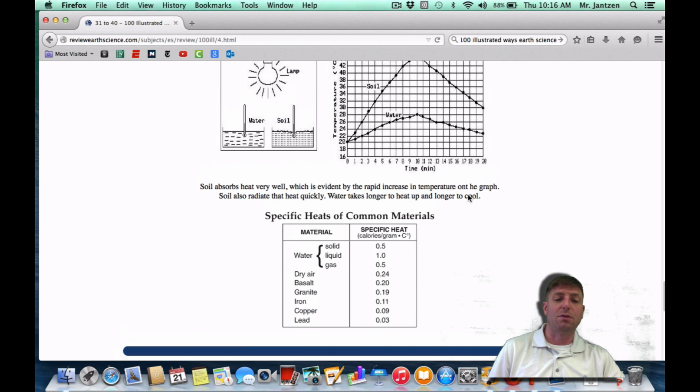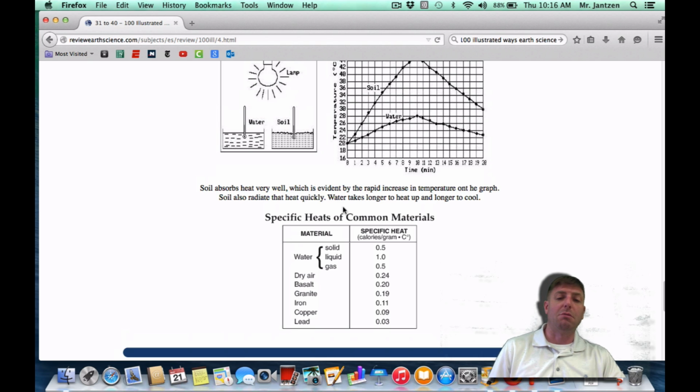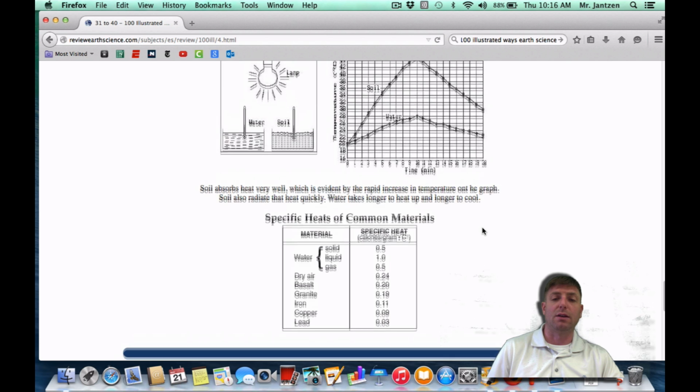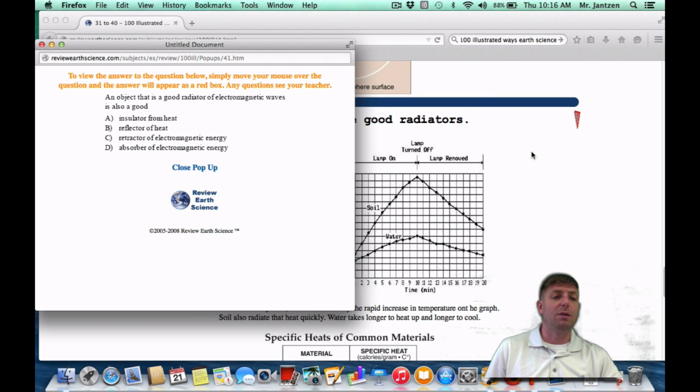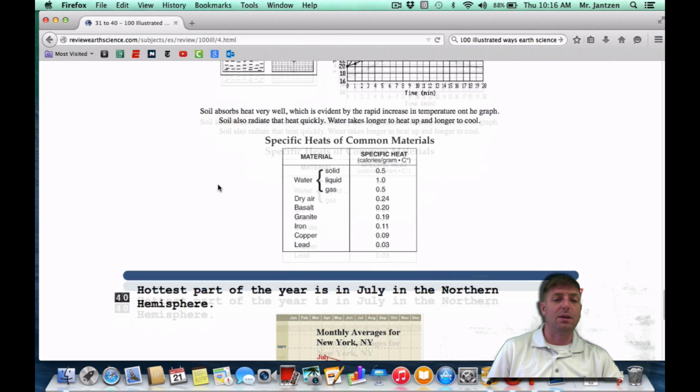Here's your reference tables for the specific heat of common materials listed right here. Basically, you want to be aware that it's here, especially when they ask you to put in order the materials from lowest specific heat to highest specific heat or anything like that. Your Regents question may appear something like this. An object that is a good radiator of electromagnetic waves is also a good, well, that's kind of what we said, a good absorber, okay, or choice 4, or D.